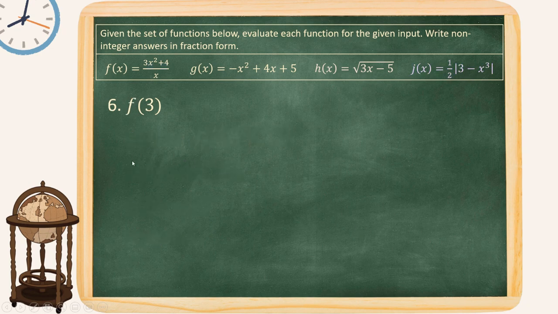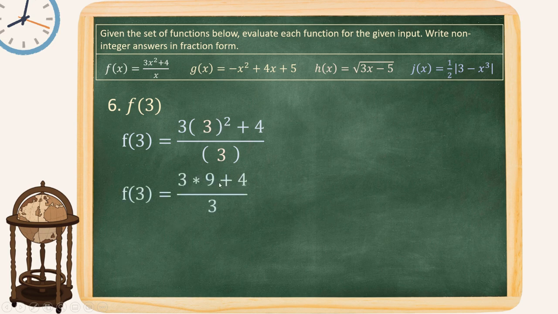f of 3, go to the f function where there's an x, put a blank set of parentheses. In place of the parentheses, we're going to put 3. We're going to do exponents first. 3 squared gives us 9. Then we do the multiplication. 3 times 9 is 27. 27 plus 4 gives us 31. Divided by 3. It doesn't divide evenly, so I'm just going to leave my answer as 31/3.